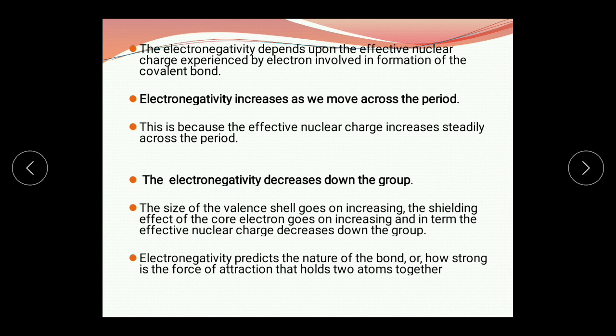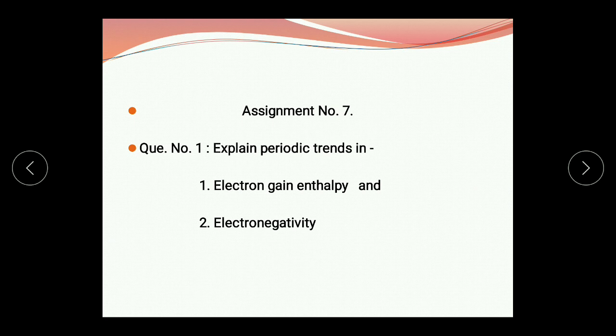Understood? So this is all about today's session. Now the assignment. Explain periodic trends in electron gain enthalpy and electronegativity. I told you just to explain. Hence, first write down the definition and then the trend across a period and down the group along with the reason.